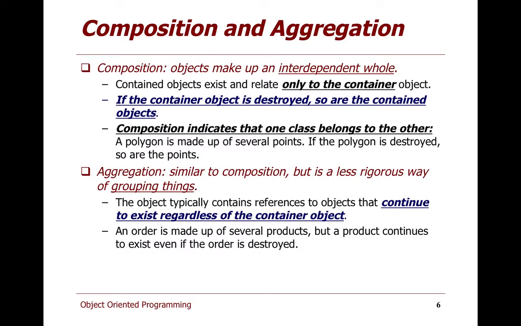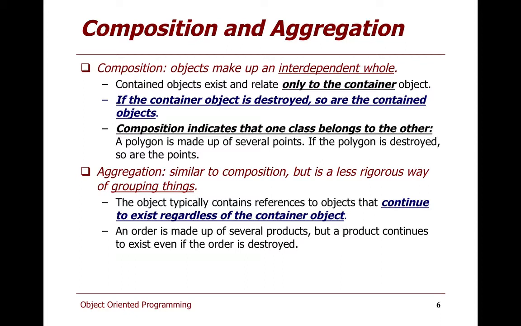So in any form of composition, objects make up an interdependent whole. In other words, just like our own bodies are composed of different organs, an object is basically composed of other objects. The contained objects exist and relate only to the container of an object in full composition. What this means is that if you are completely contained within another object, you are completely encapsulated inside that other object. If you're completely encapsulated inside that other object, no other object from the outside can see you. If that is the case, then your life cycles are intertwined. In other words, if the container is destroyed, then the contained object is destroyed with it.